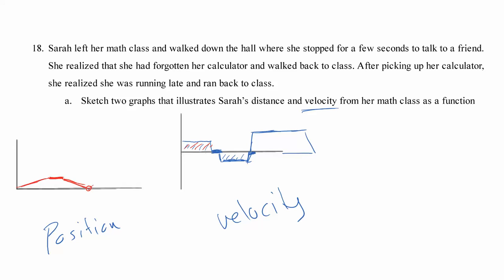And then she runs back to her next class. And she probably gets there right about here. This slope here is steeper than her walking slope because she was running. This slope should be equal to this y value right here. This slope should be equal to this y value. And then this slope should be equal to this y value.